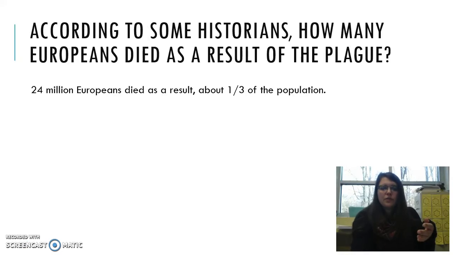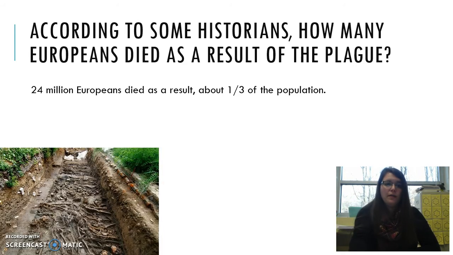So according to some historians, and this is again an estimation, about 24 million people died as a result, about 1/3 of the population at that time. Now remember, the plague starts in about 1347 to 1351, and it returns every 10 years or so, up until almost the 1600s. So there's constantly people dying. But the big time is this 1347 to 1351.